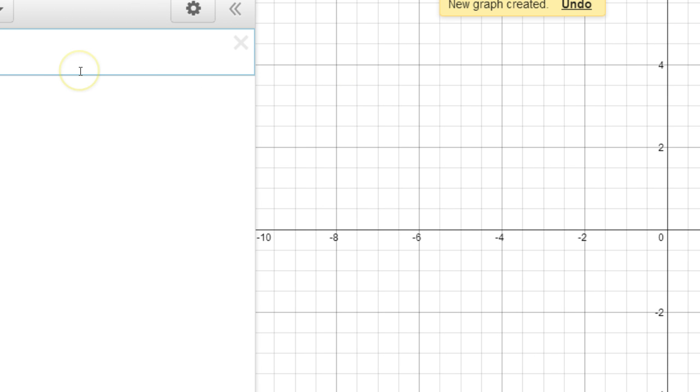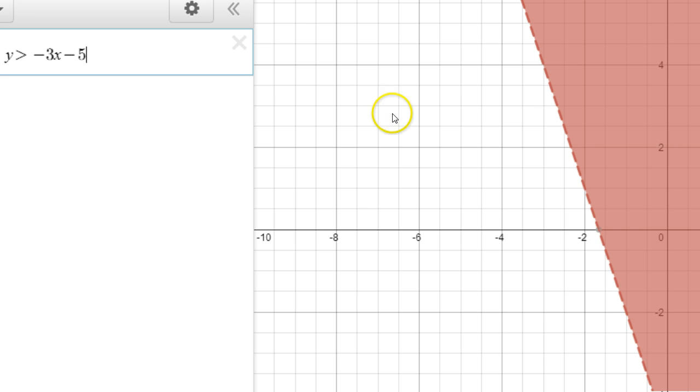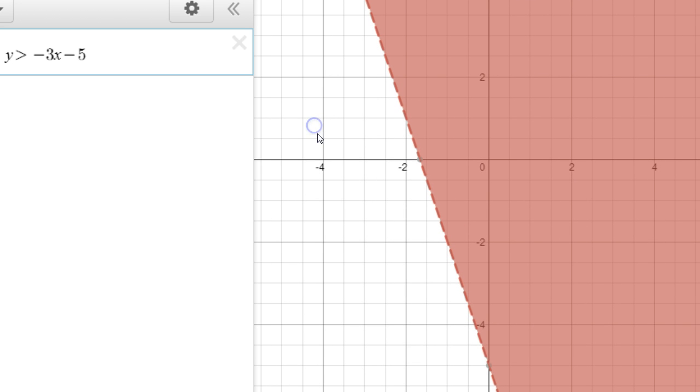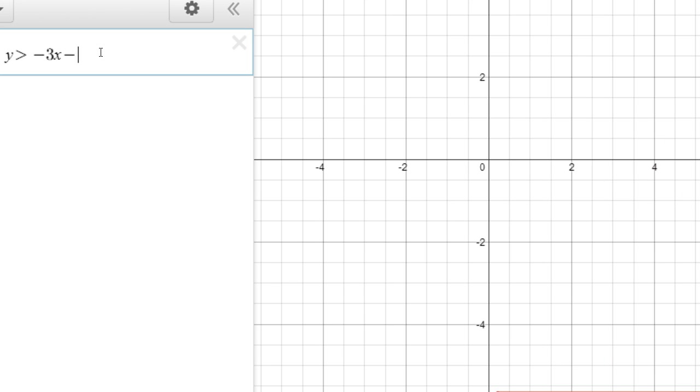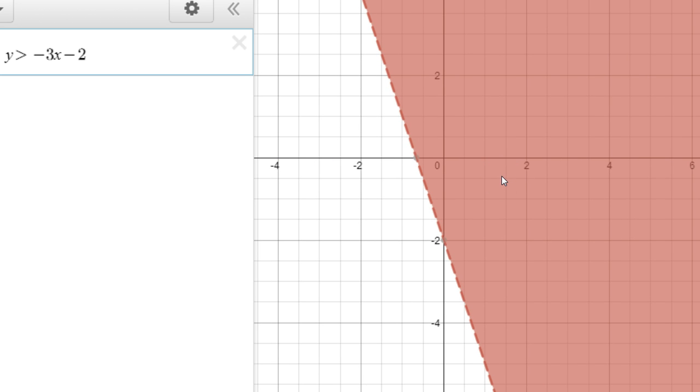When we're graphing that, y is greater than negative 3x minus 5. Actually, I think it was minus 2. Yeah, it was minus 2. If you take a look at this one, now there's a shaded part, and what is all that? Well, this is technically the answers, every single one of these points, and there is an infinite amount of them that will fulfill this inequality and make it a true statement.